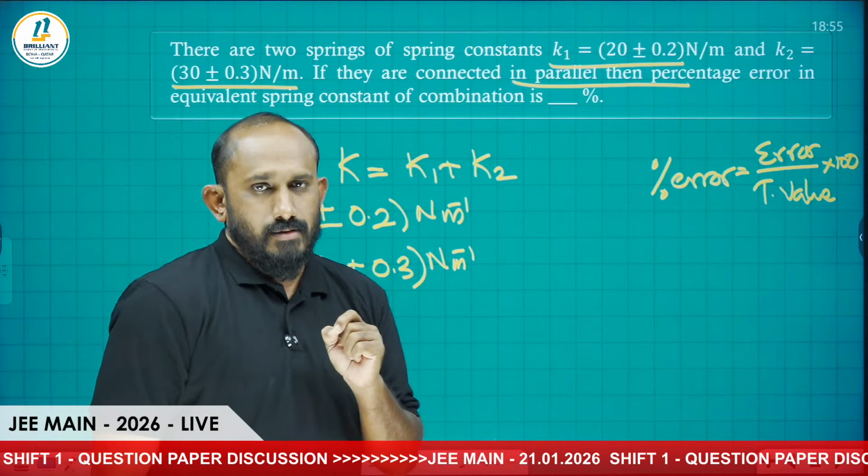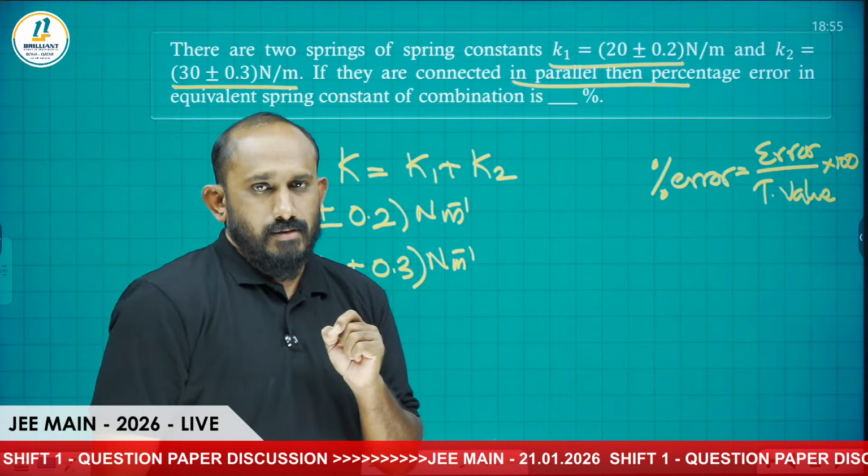So the resultant K will be equal to K1 plus K2, meaning the true values you have to add: 20 plus 30 is 50. Plus or minus, the absolute errors you also have to add: 0.2 plus 0.3 is 0.5. That is the resultant spring constant.